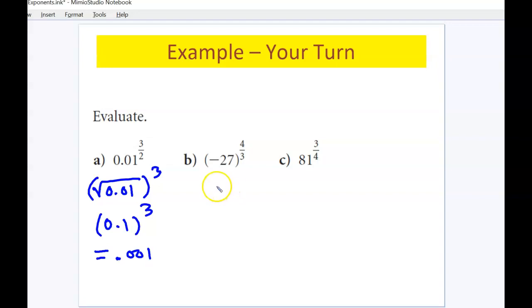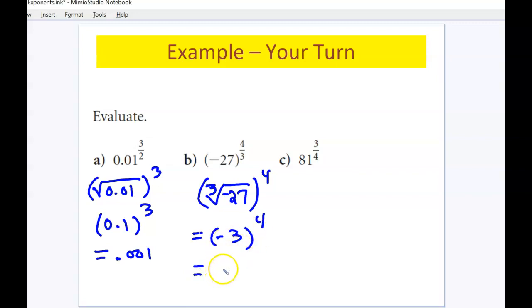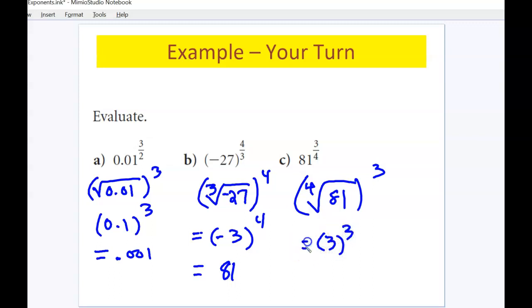Part B, we have the cube root of negative 27 all to the 4th power. Well, the cube root of negative 27 is negative 3 to the 4th power. Because we're taking a number to an even exponent, this is going to end up being a positive answer, which is 3 to the 4th is 81. And the last example, this is going to be the 4th root of 81 to the power of 3. The 4th root of 81 is 3 cubed, and 3 cubed is going to be 27.